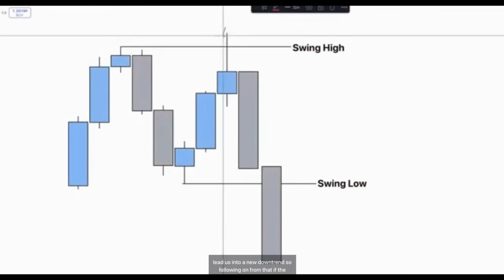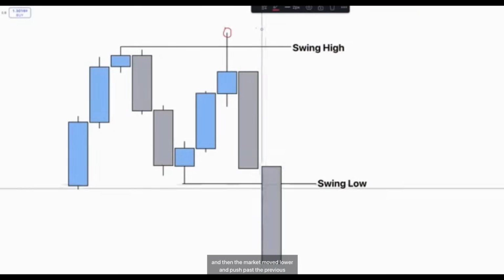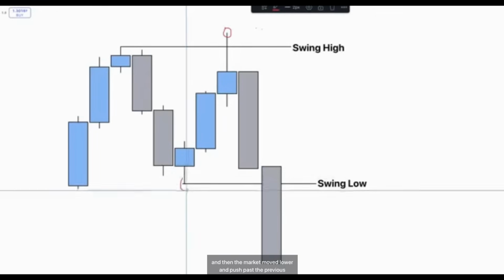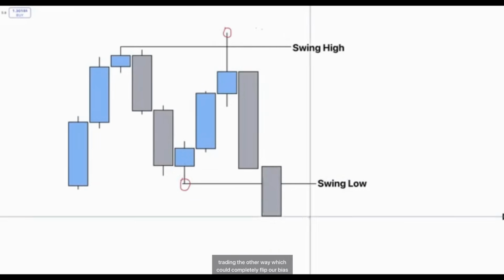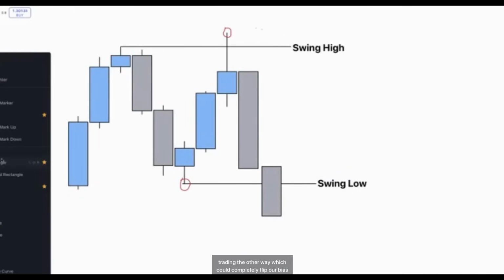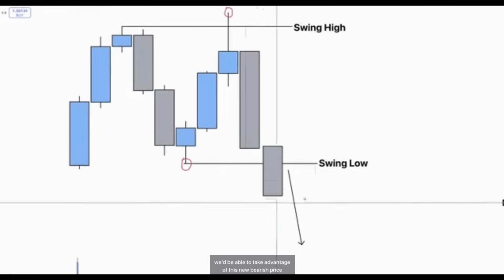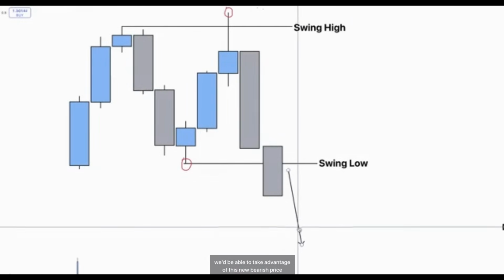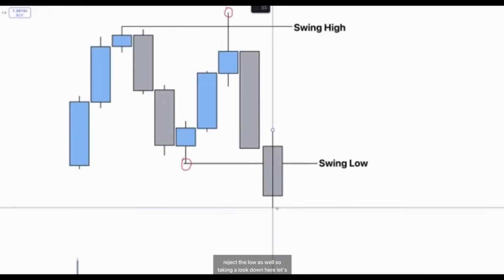So following on from that, if the swing high was rejected, telling us not to get into a buy trade, and then the market moved lower and pushed past the previous swing low, well, this could potentially open the doors to trading the other way, which could completely flip our bias. And if we were aware of this and we waited for confirmations, we'd be able to take advantage of this new bearish price action.